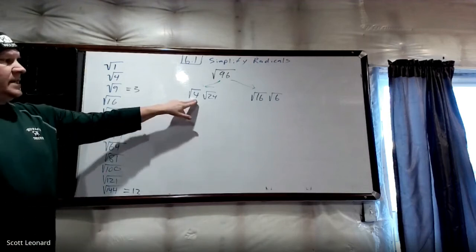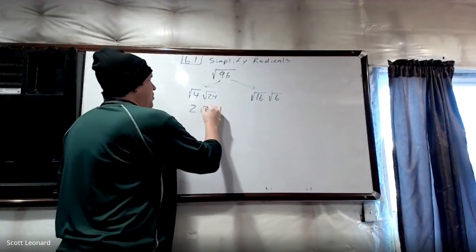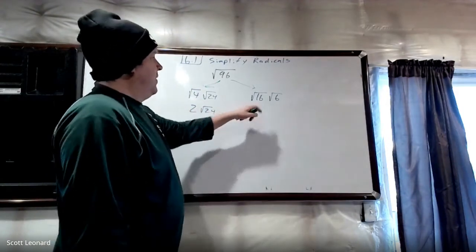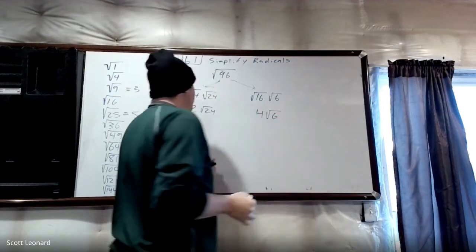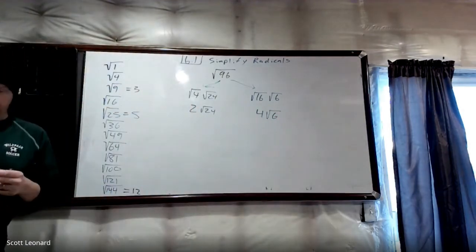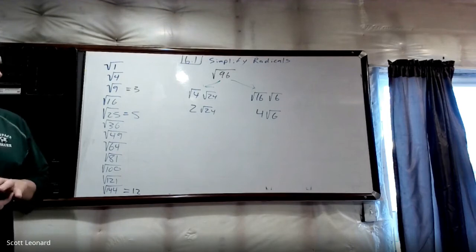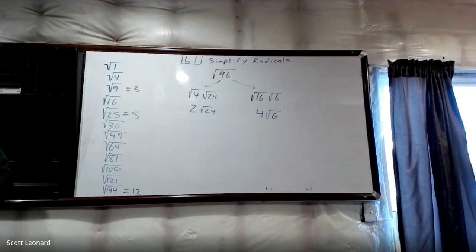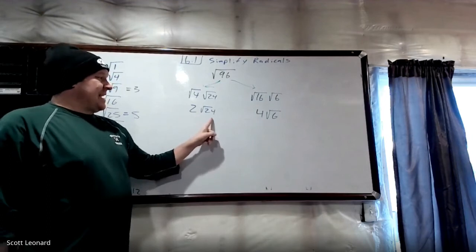Square root of 4 is 2, so I'll get 2 times the square root of 24. And over here, the square root of 16 is 4. Everybody good there? Now, it's not good to end up with 2 different answers to the same problem. So to make sure we know what we're doing, we have to double check that we are done. You'll find out pretty quickly that this one is the final answer. This one's not quite ready.